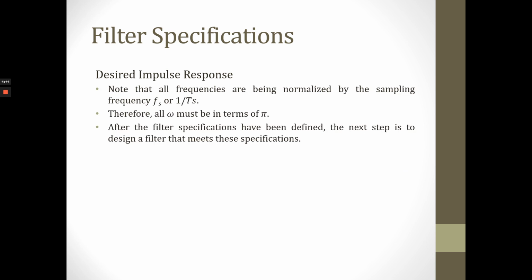So note that all frequencies are normalized by the sampling frequency fs, or 1 over Ts. Ts is the sampling time. Therefore, all frequencies must be in terms of pi.